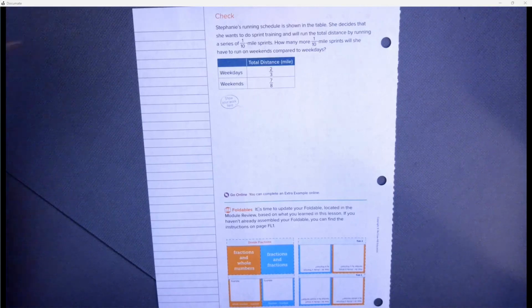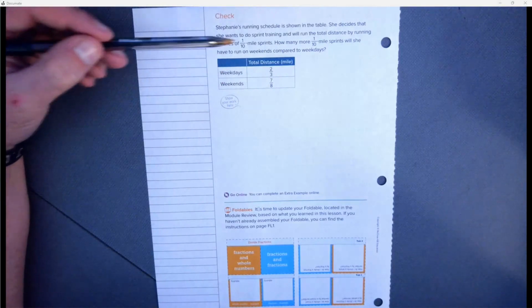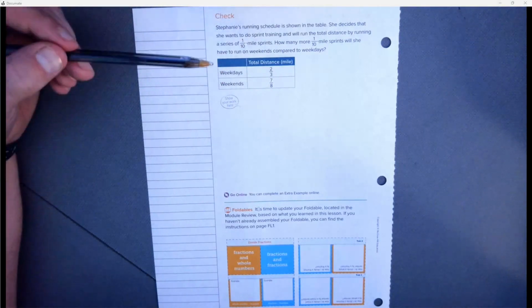Now let's take dividing fractions by fractions and apply it to a real world problem on page 182. Stephanie's running schedule is shown in the table. She decides that she wants to do sprint training and will run the total distance by running a series of 1/10 mile sprints. How many more 1/10 mile sprints will she have to run on weekends compared to weekdays? So what we're going to have to do is take what total distance she's going to run on weekdays versus weekends. We're going to divide that by the 1/10 mile sprints and figure out how many more sprints she's going to run on the weekends compared to the weekdays.